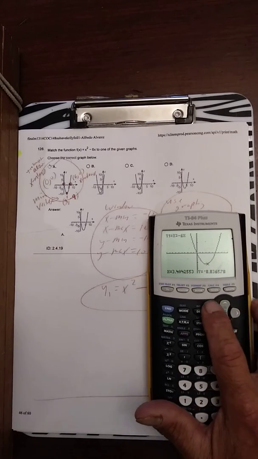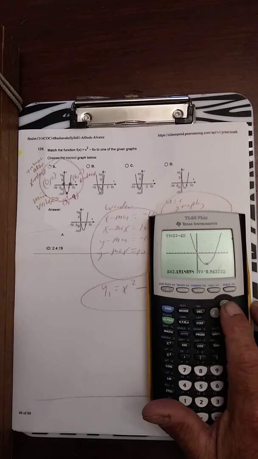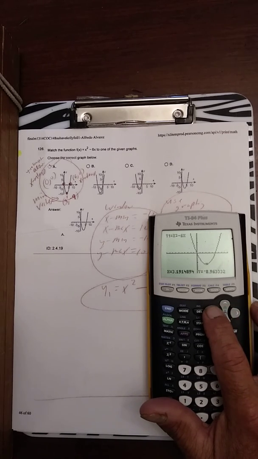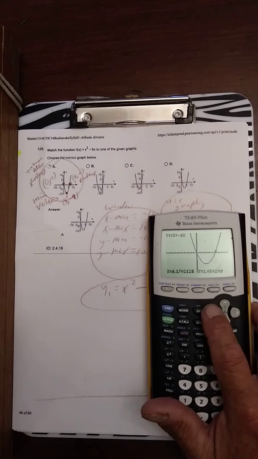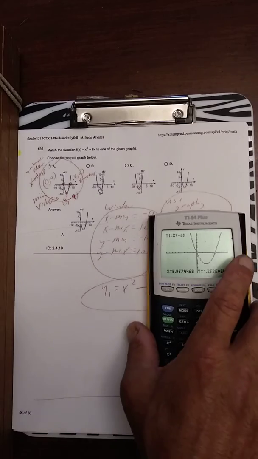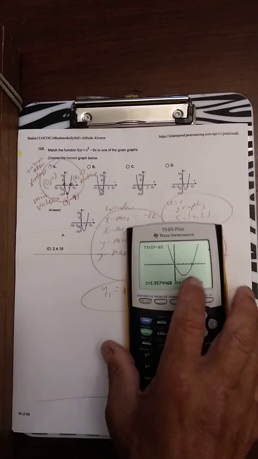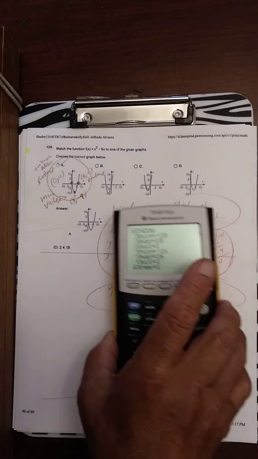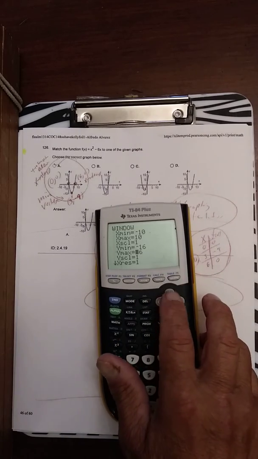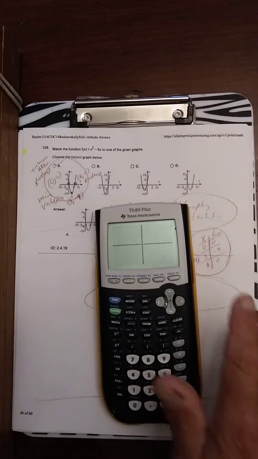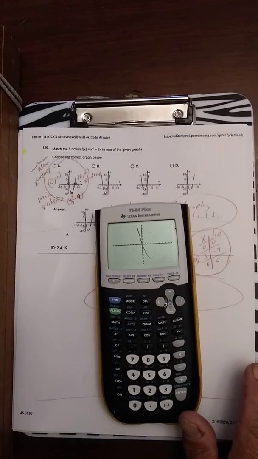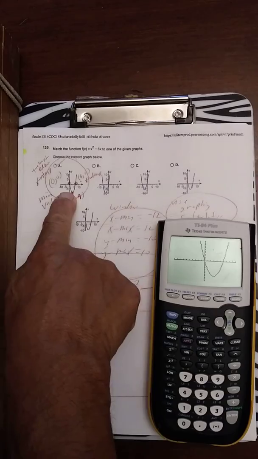Looks like it's 3 to negative 9, and 6 and 0, somewhere there. And you can also change the windows again. This one, let's go back to minus 12 and 12, and hit graph. Same thing. There it is again.